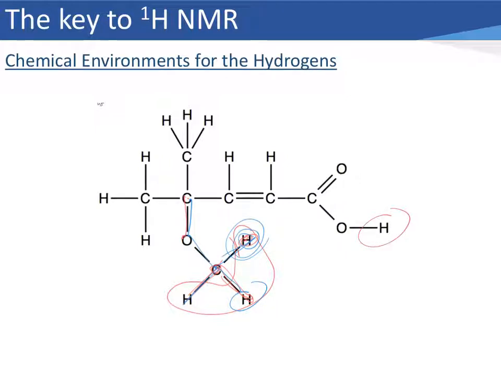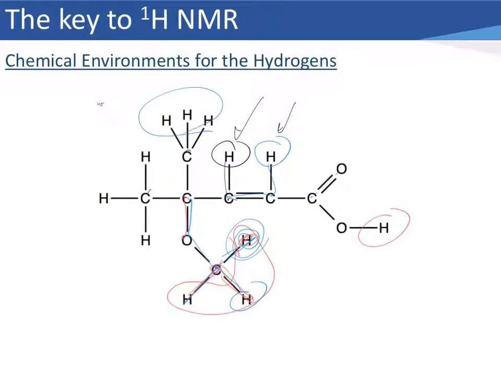But this hydrogen is connected to an oxygen, which is connected to a carbonyl. It's the only hydrogen in that environment. This hydrogen is connected to a carbon, which is double bonded to another carbon and bonded to a carbonyl. But this hydrogen is bonded to a carbon connected to a double bond, but connected to another carbon that has 2 carbons and an oxygen. So these 2 hydrogens are actually different.